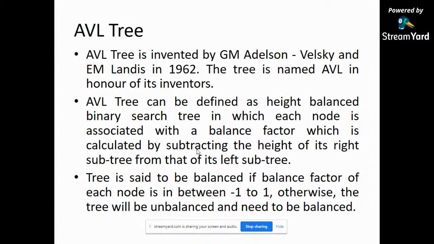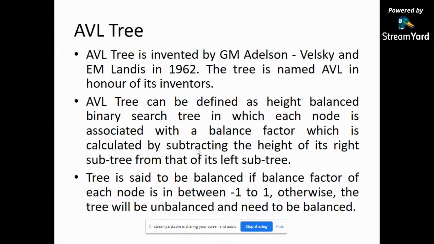So AVL tree can be defined as a height balanced binary search tree. This is important. An AVL tree can be defined as a height balanced binary search tree in which each node is associated with a balance factor, which is calculated by subtracting the height of its right subtree from that of its left subtree.